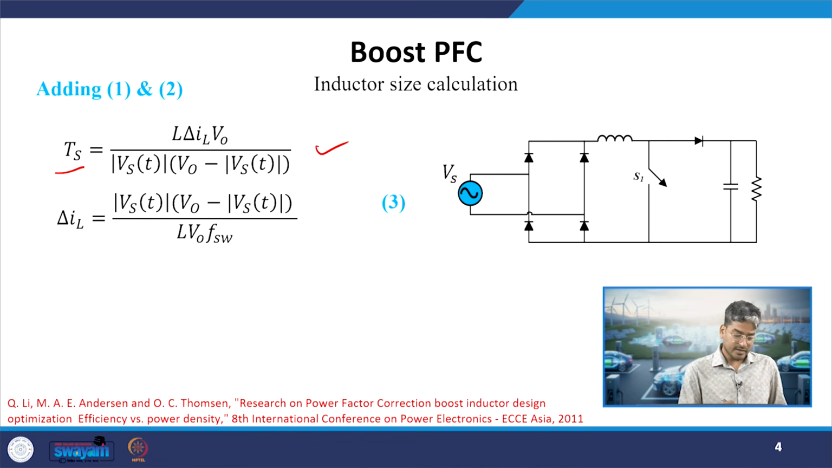When I rearrange it, I will find that delta IL is given by this function: |Vs| into (Vo minus |Vs|) divided by L into Vo into the switching frequency.